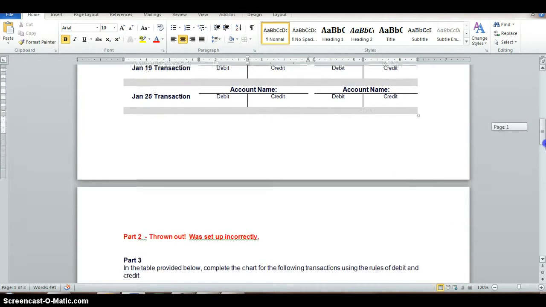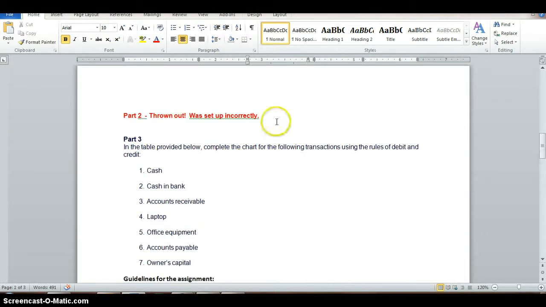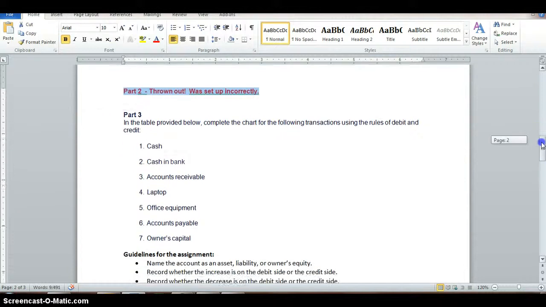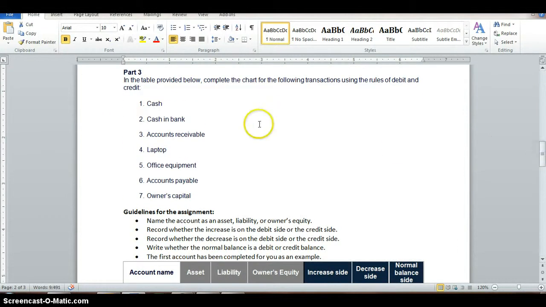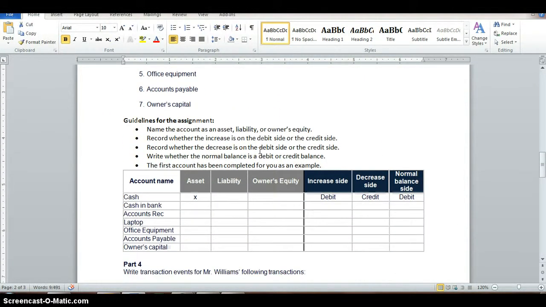So finish up that first section. I threw out part 2 because it was set up incorrectly. And then part 3, we are just naming what types of accounts these are and which sides they increase and decrease on. So the first one's done for you. Cash is an asset account. It increases on the debit side, decreases on the credit side, and then the normal balance is kept on the debit side. Then we have cash in bank.